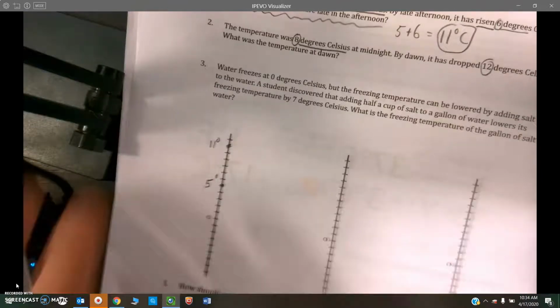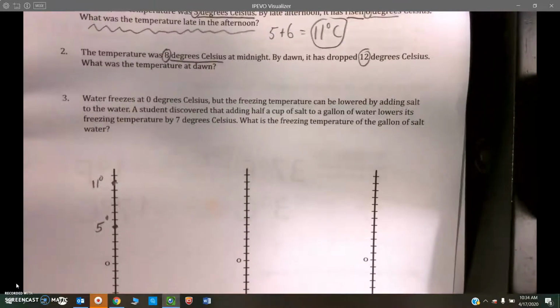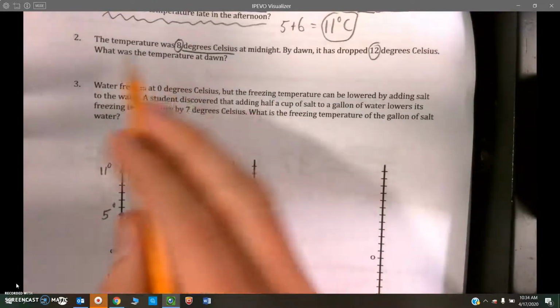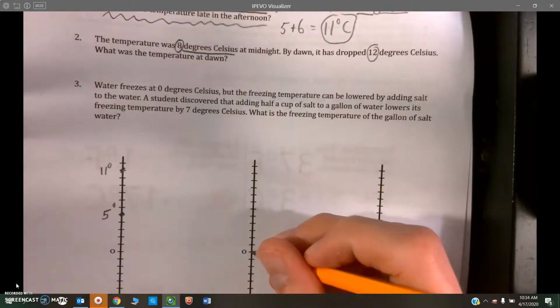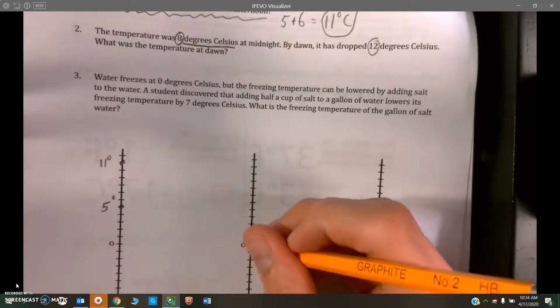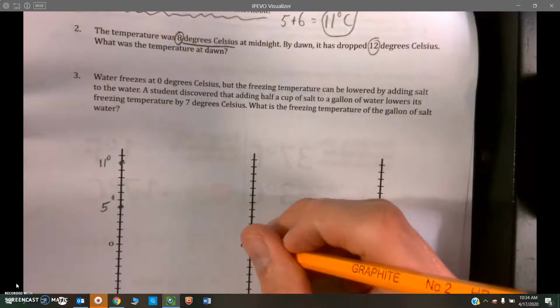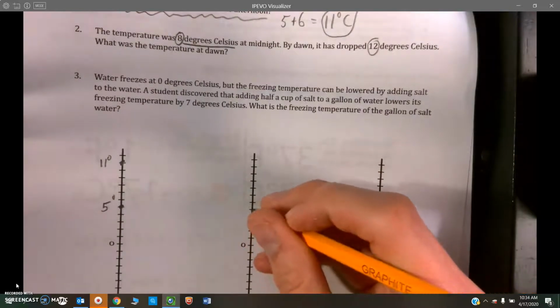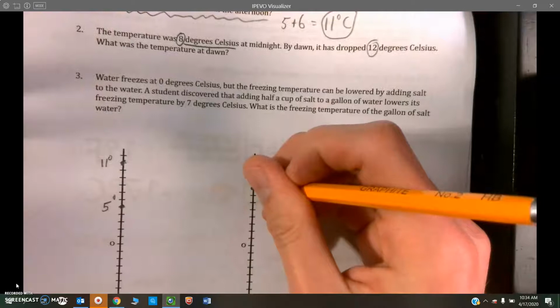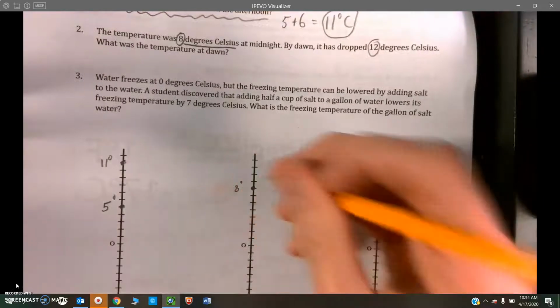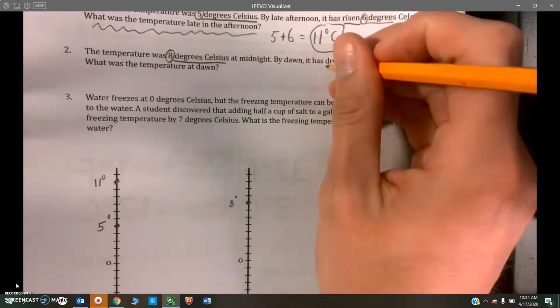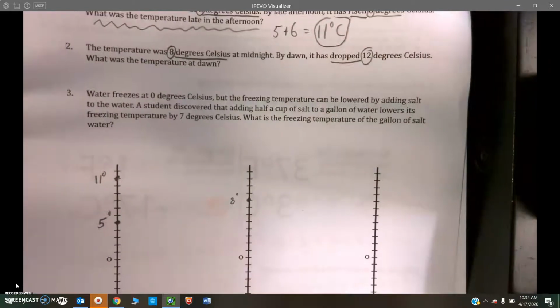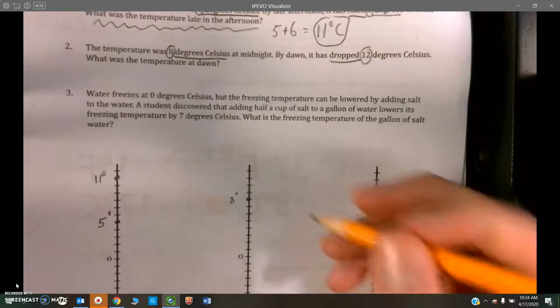Okay, now let's look at number 2. Number 2, I had already annotated. The temperature was 8 degrees Celsius at midnight. So I'm going to go ahead and graph that now. So 8 degrees, 8 is warmer than 0. So 1, 2, 3, 4, 5, 6, 7, 8. Here's my 8 degrees Celsius. And by dawn, it has dropped 12 degrees Celsius. So what was the temperature at dawn?